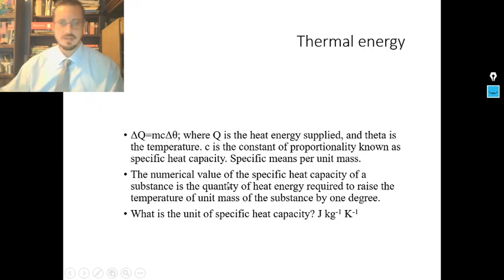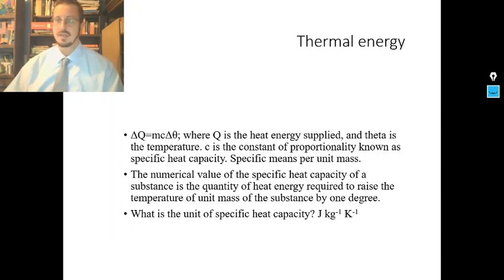Thermal energy. So here's an equation for the thermal energy, the heat energy that's supplied to something, equal to the mass times the specific heat capacity times the change in temperature. So it's really a way to think about this quantity, specific heat capacity, that tells us how much energy is needed to raise the temperature of 1 kilogram of this substance by 1 degree Kelvin. And different substances have different specific heat capacities.